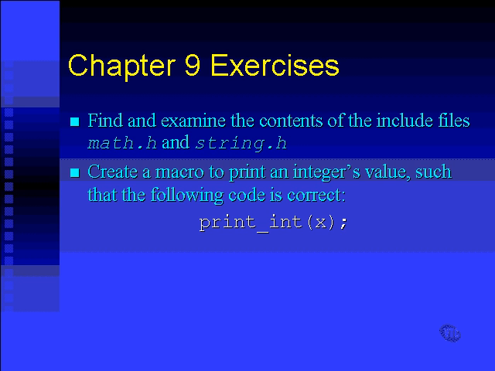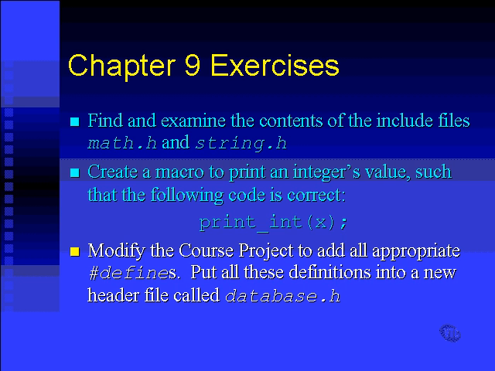Okay, so if you get the macro working properly, then this piece of code here, print_int x, will compile and run. Next, I want you to modify the course project such that all appropriate hash defines are used. I want no magic numbers in the course project from this point forward for the rest of the course. Also, I'd like you to take any of these hash defines that you create and put them into a header file called database.h. So we're actually going to have two files that comprise our project now, database.c and database.h.